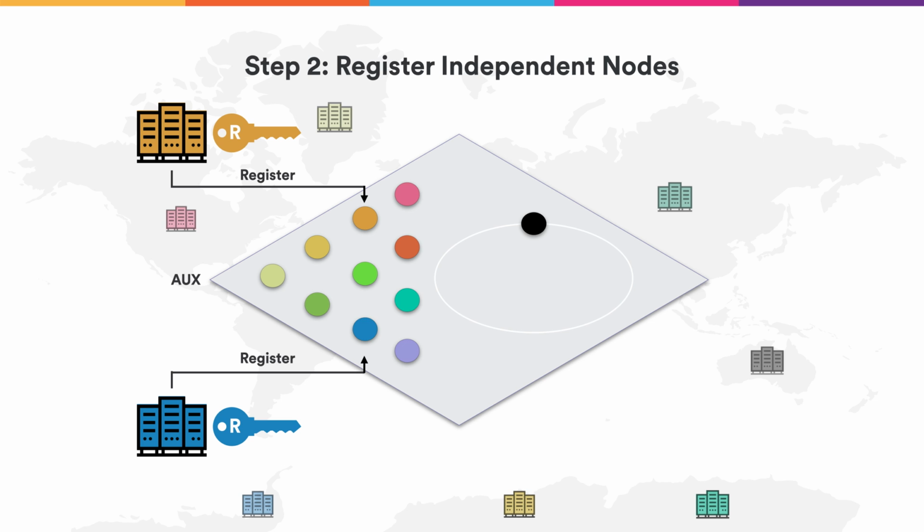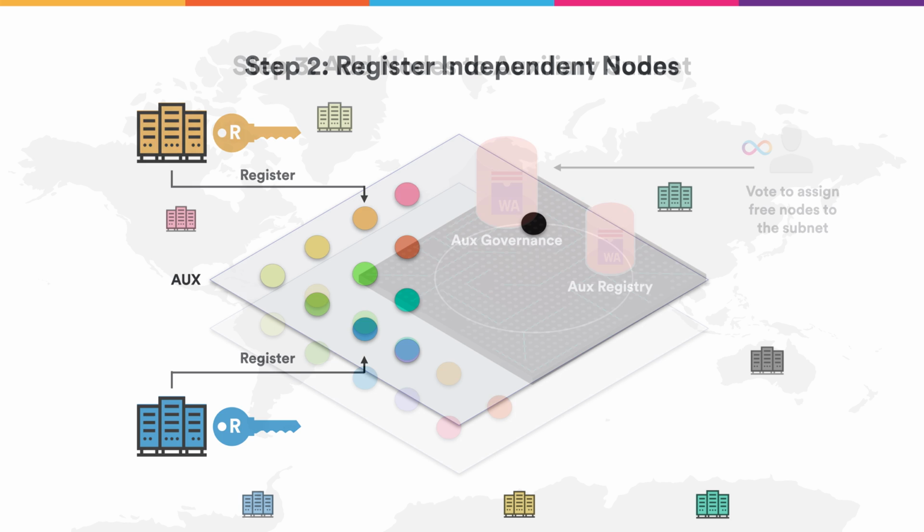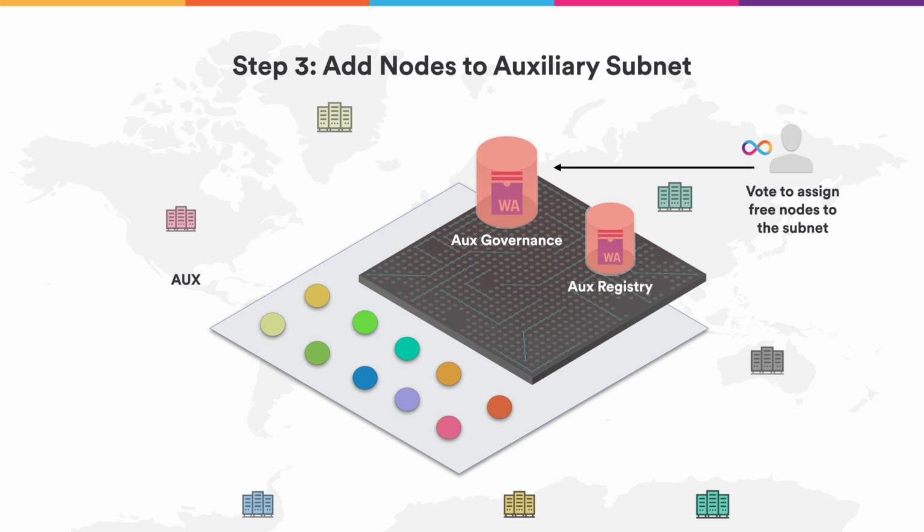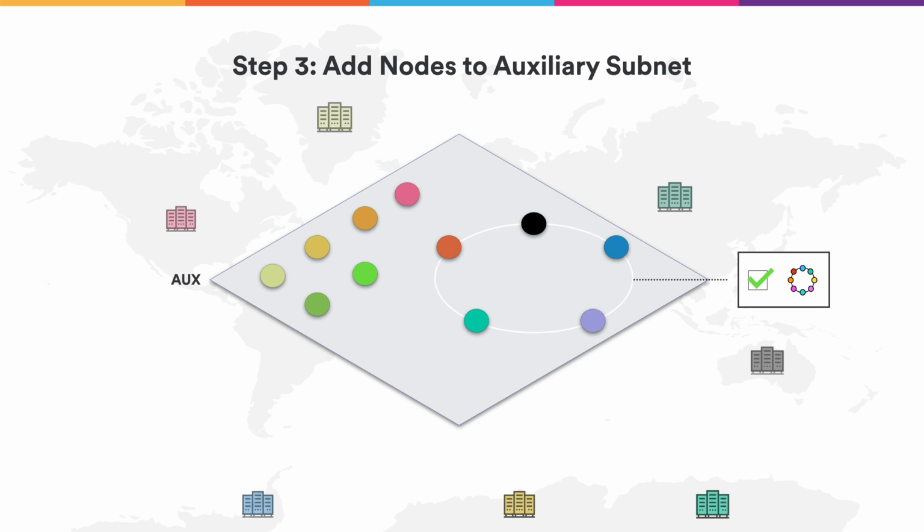During the registration, each node generates some keys. The secret keys are stored on the node, while the public keys are stored in the registry. So nodes are initially added as free nodes, meaning that they are not yet assigned to any subnet. The governance system can then assign these nodes to either an existing subnet or to create a new one. In the bootstrapping process, the DFINITY Foundation then assigns nodes to the auxiliary subnet.